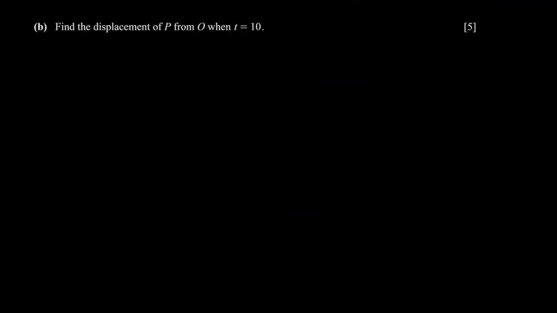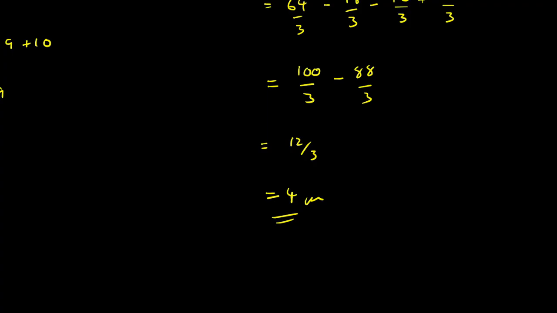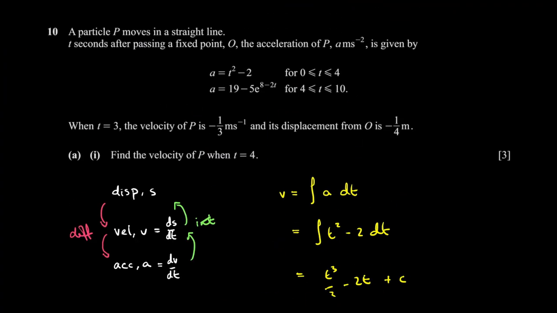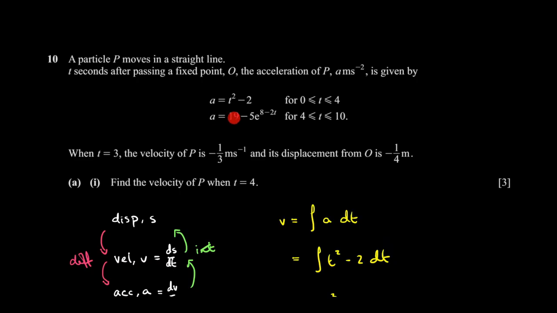All right, then, part B of this question, we want to find the displacement of P from O when t is equal to 10. Well, that means that we are now considering the situation where we're in this part, right? In part A, we just considered the first domain for the acceleration, which is between 0 and 4. Now we've got to consider the second part. And again, if we want to find displacement, we're going to need to integrate this acceleration once to get velocity, and integrate again to get displacement, right?